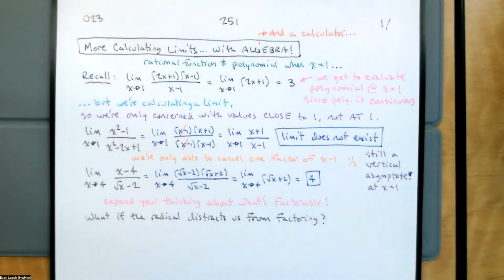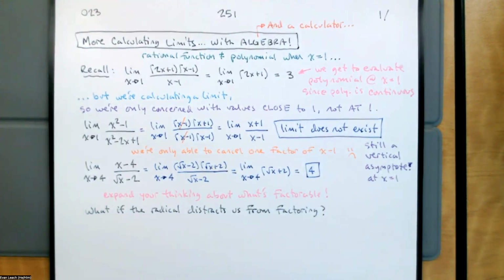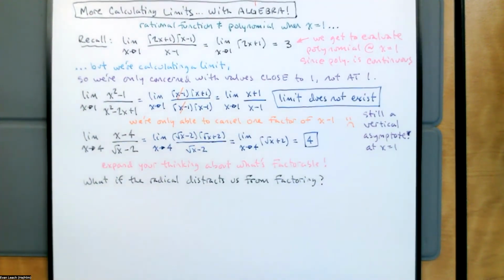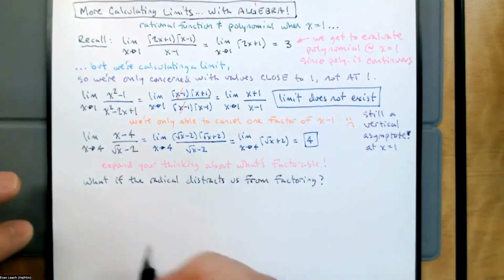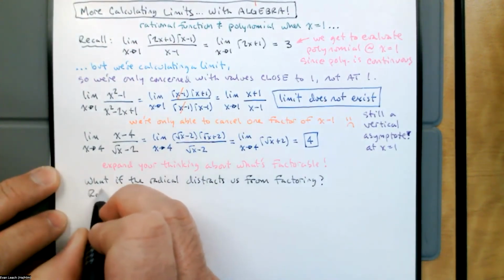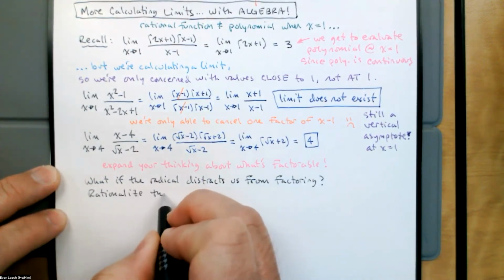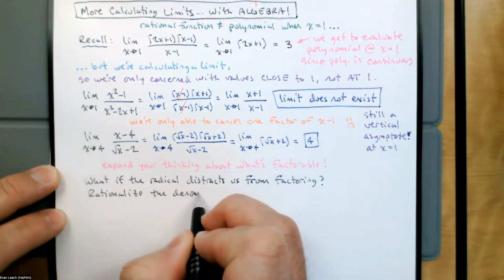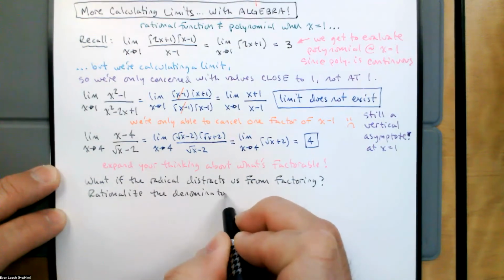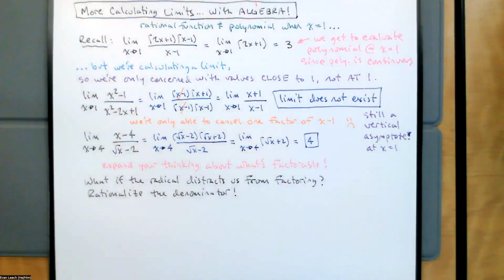So what if the radical distracts us from the factorable or from factoring? Then we just do radical stuff. We rationalize the denominator. This is the usual move when we see radicals in the denominator.